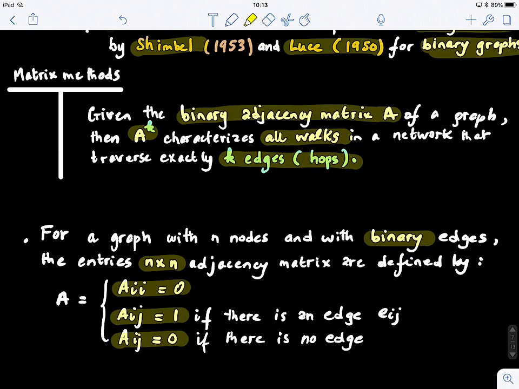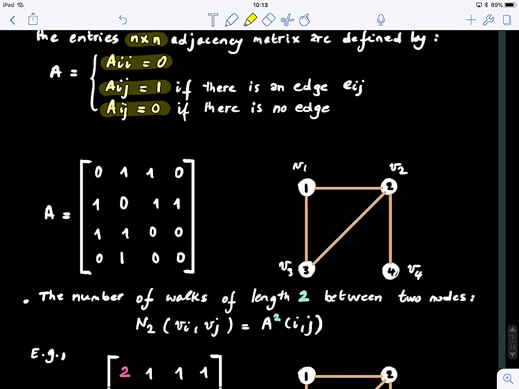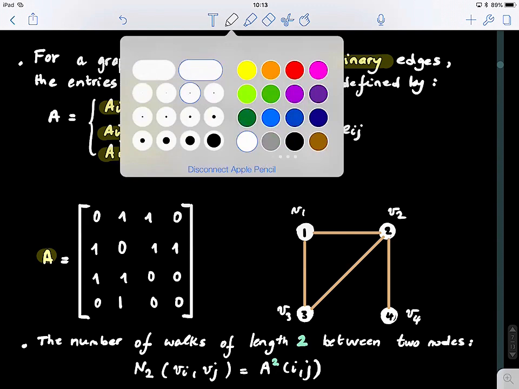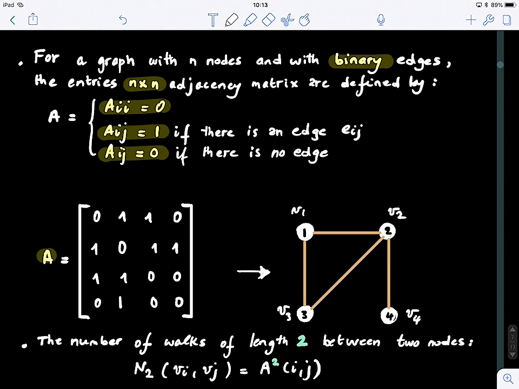Now let's look at this case, okay? Here we have our adjacency matrix, and this is the corresponding graph of the matrix. We have nodes 1, 2, 3, 4. Now you can verify the number of walks of length 2 between two nodes. For example, if we take any pair of nodes Vi and Vj, it is A to the power of 2 at entry (i,j). So we need to compute the power 2 of matrix A, and then read the element ij and take that value. That's actually the number of walks of length 2 between these two nodes i and j.